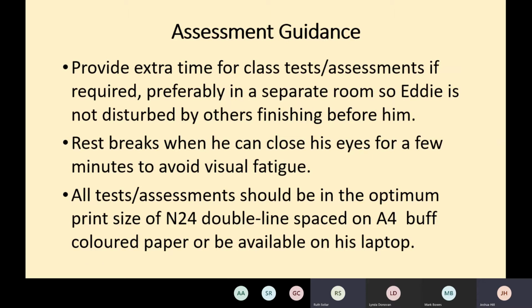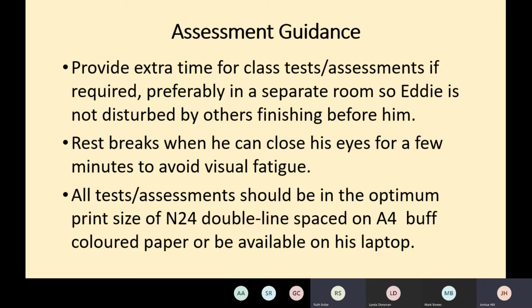He should also have rest breaks when he can close his eyes for a few minutes to avoid visual fatigue. And again, this is in line with a lot of the national exams where they're allowed to do this. So it's one of the concessions given even at GCSE.